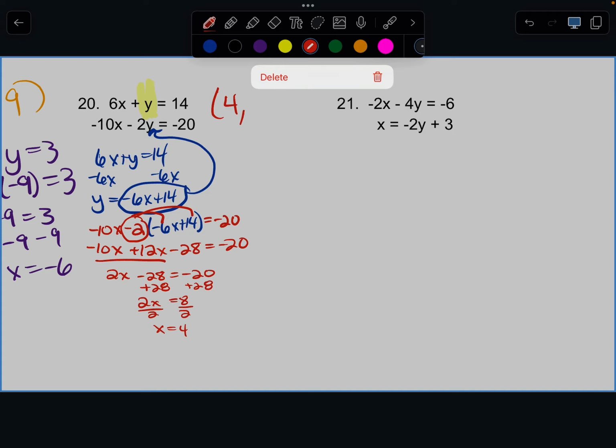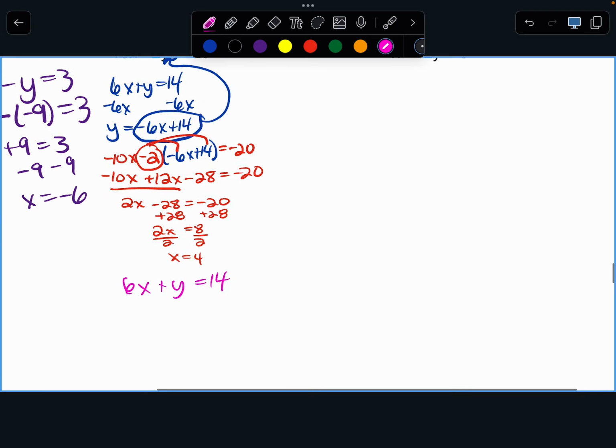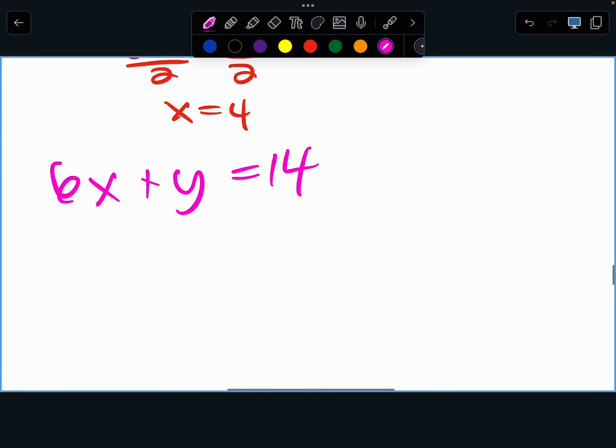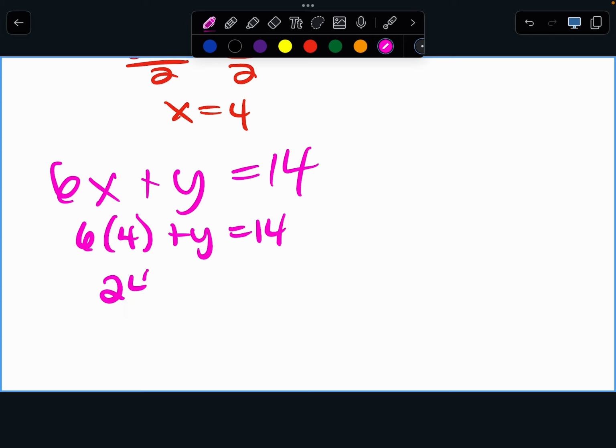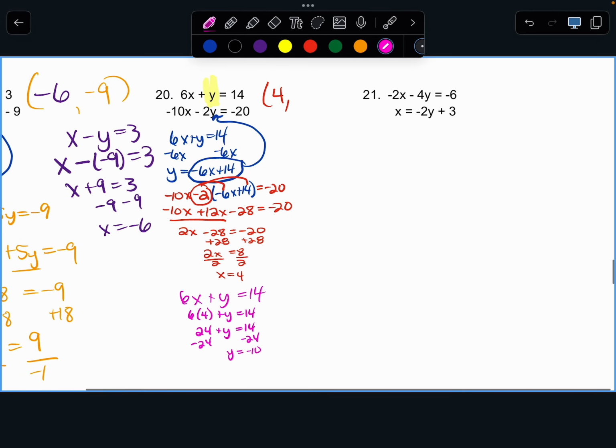I'm going to plug it into the first equation. 6x plus y equals 14. I'm going to replace x with 4. So 6 times 4 plus y equals 14. 24 plus y equals 14. I subtract 24 from both sides, and I get y equals negative 10. And that's my answer.